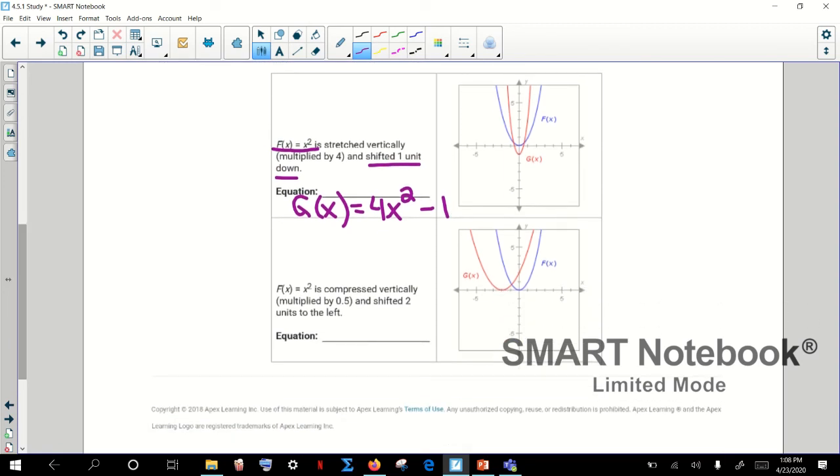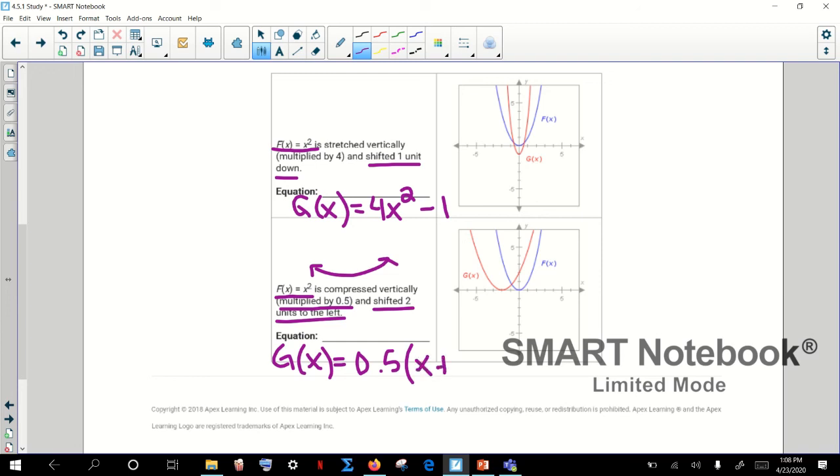Next, again, parent function of a parabola is compressed vertically, so that means we're multiplying by a fraction. Remember, when we compress, it gets wider, so we multiply by a fraction. And then it's shifted 2 units to the left. Since this is a horizontal shift, remember we're going to have to put 2 inside of the parentheses, okay? So our new function g of x is going to be 0.5, and then in parentheses, remember we're shifting 2 units to the left. So remember, don't trust your x's. X plus 2 shifts us to the left, and then we have squared because it's a parabola.